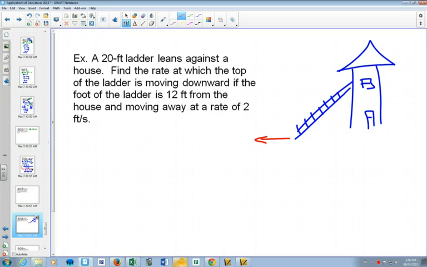We want to find out how fast it's going down exactly at the time where it is 12 feet from the house. So now I'm going to draw that exact time that it's 12 here and 20 here. We're going to assume our house is not the Leaning Tower of Pisa. Usually when they include houses, they assume that they're 90-degree houses, not wonky ones.